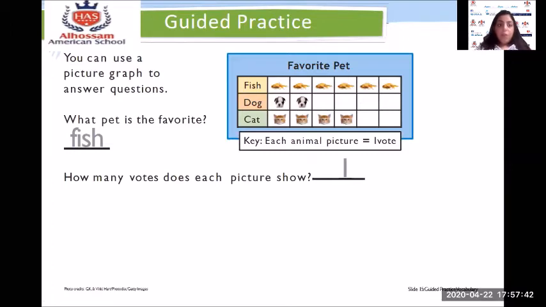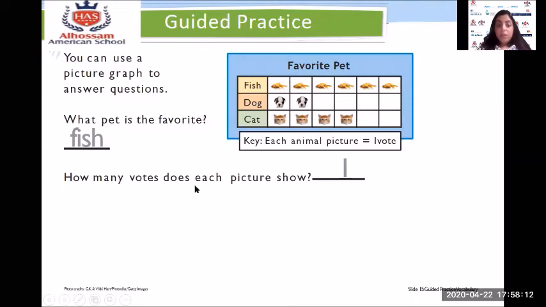All right, you can use a picture graph to answer questions, as we said. And here is the picture graph, and the key tells you each animal picture equals 1 vote. And here we have fish, dog, and cat. What pet is the favorite? What pet here is the favorite? Of course, the one which has the most votes, which is fish, right?